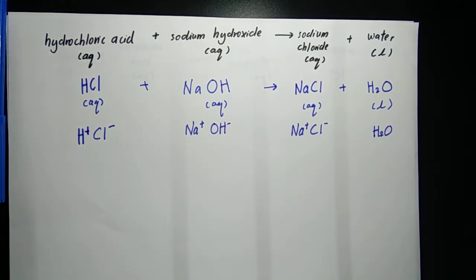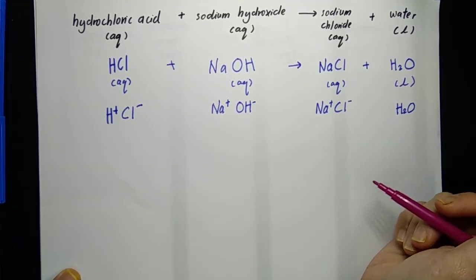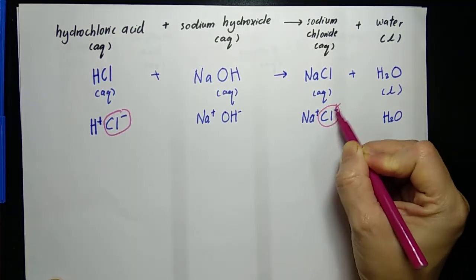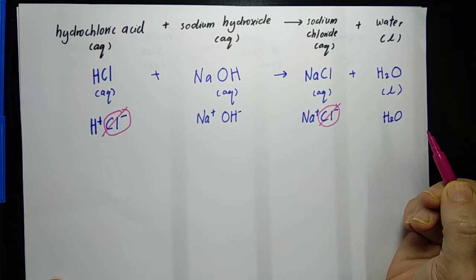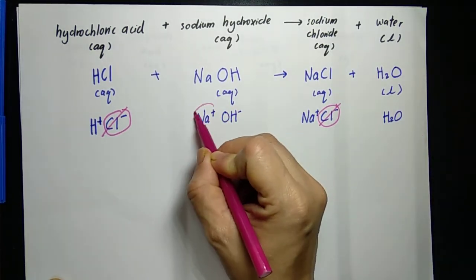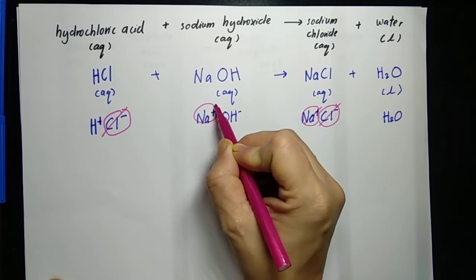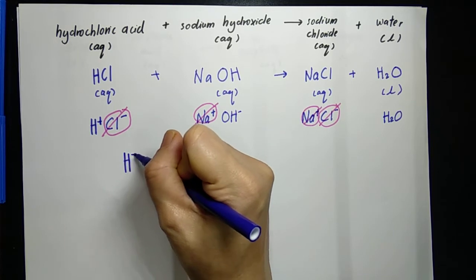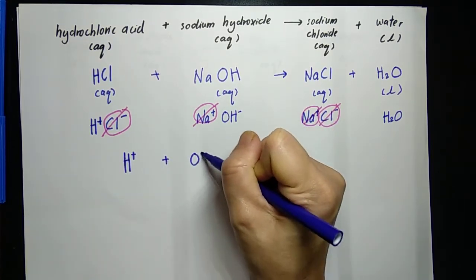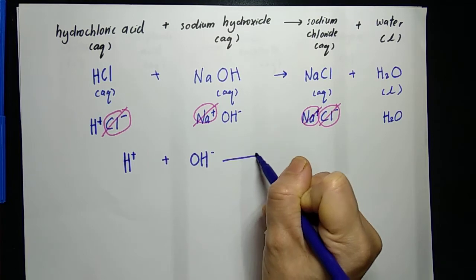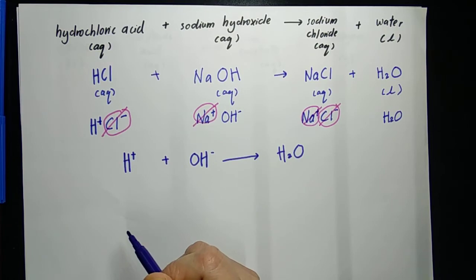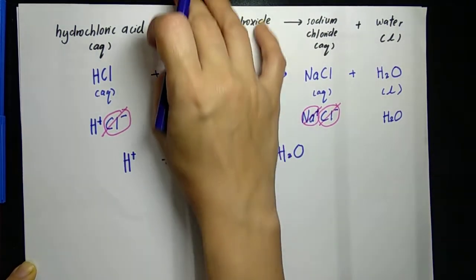So first, we cancel out those that did not change. Those that did not change are chloride. Here is a chloride, here is a chloride, exactly the same. That's what we call a spectator ion. Sodium did not change either. So who changed? Hydrogen ion and hydroxide ion form water. So this is our ionic equation. Alright, let's try another one.